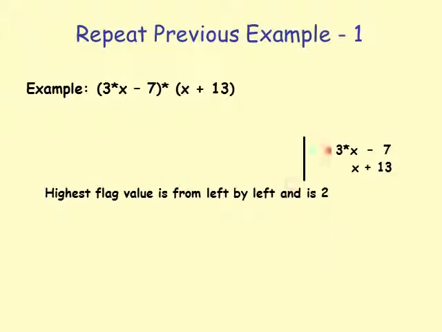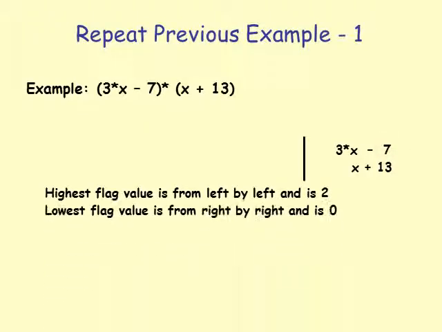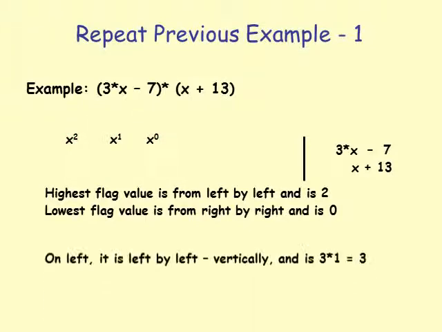Highest flag value is 2, which is 1 plus 1 here, left by left, and lowest is 0. 7 and 13 are both constants. Continue here. And lowest flag value is 0. That means I would have terms with the second power of x, first power of x, and 0th power of x. Okay, let's continue here.